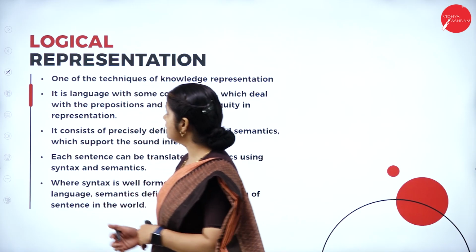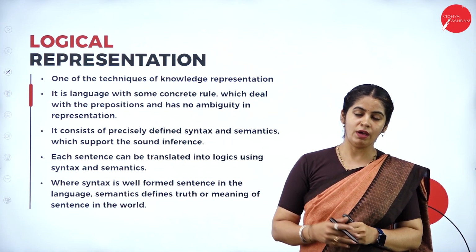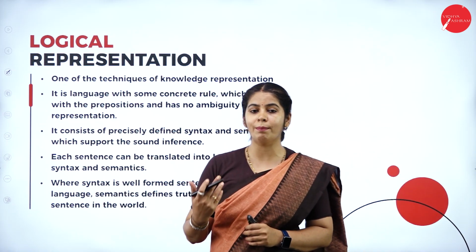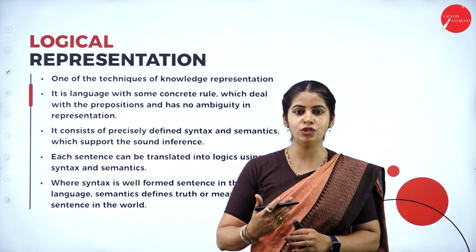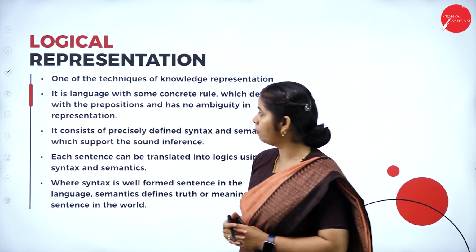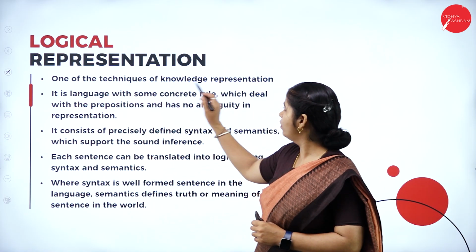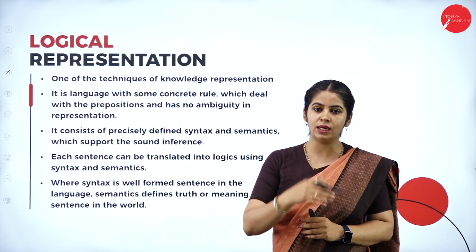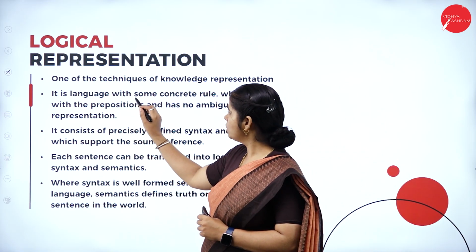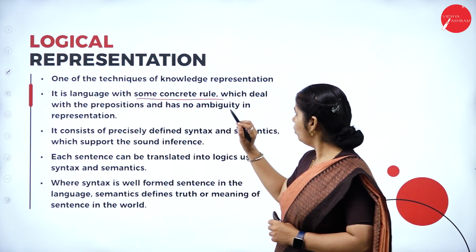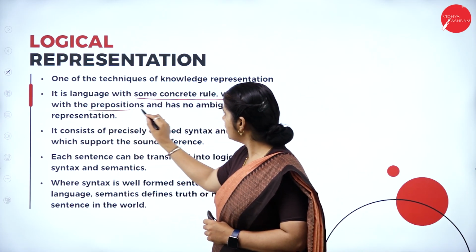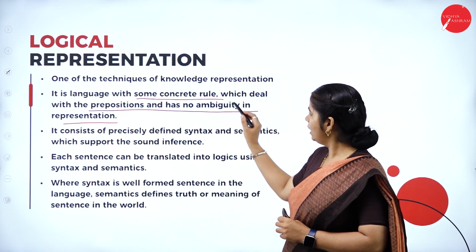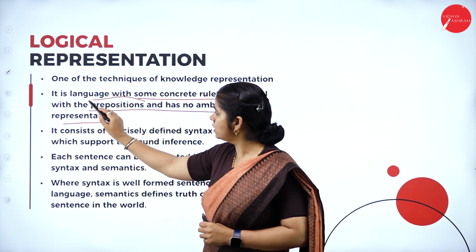Next, what we have is logical representation. We have seen why logical representation is used at the logical level, and how we are going to represent this knowledge or the sentences in the logical representation. Logical representation is one of the techniques to represent knowledge. It's a language with some concrete rules which deals with the perceptions and has no ambiguity in the representation. It deals with propositions.